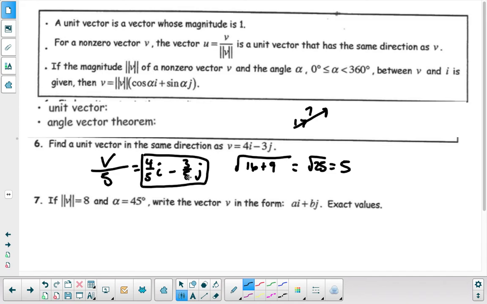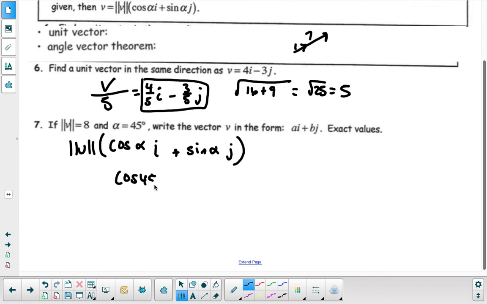All right, if the magnitude of v is 8 and alpha is 45 degrees, write a vector in the form of ai plus bj in exact values. So to do this, we need to find cosine of alpha and sine of alpha, which is √2/2. So cosine of alpha, and then the i is just there to let you know that's the direction. Sine of alpha, and again, the j is just there for direction. Our magnitude is 8, but we're using this.